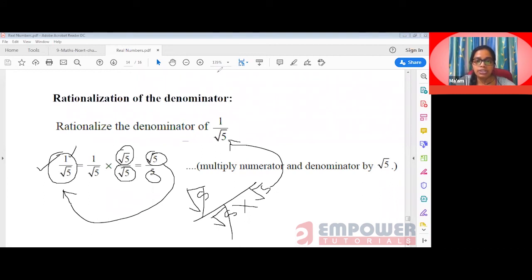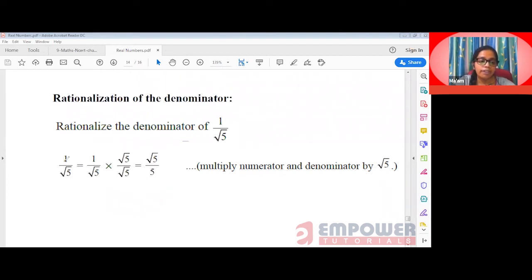Okay, so this is for a single number in the denominator. What if I have some mathematical operation in the denominator, or some pair or binomial of irrational numbers in the denominator? Now what do you mean by binomial? There must be two terms in the denominator.